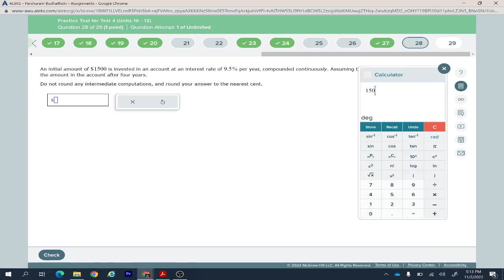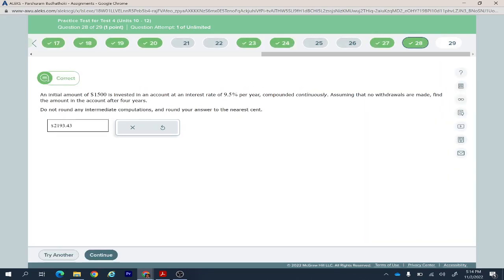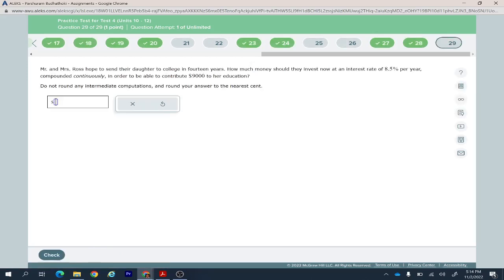1500 times e to the power 0.095 times 4. So that gives me 2193.43 cents. 2193.43 cents. That's the answer for compound continuous. Let's go to the last problem here.